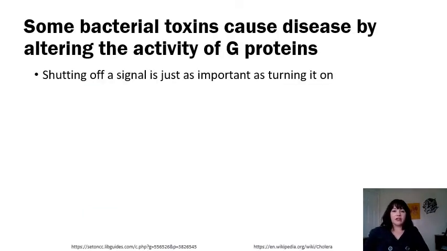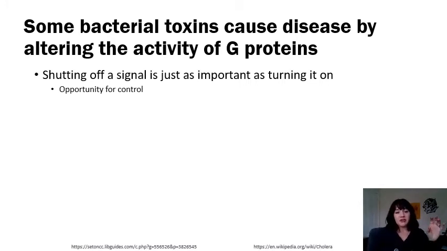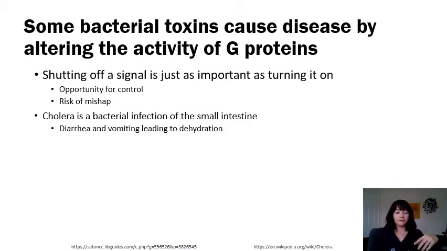So we talked earlier about how turning a signal off is just as important as turning a signal on. And here we're going to look at an example of some diseases in which dysregulation of signaling pathways can have a catastrophic effect. So being able to shut a signal off is an opportunity for control, which is a good thing. Anytime you have a switch, right, you can have a risk of mishap. A switch can get left on or left off.